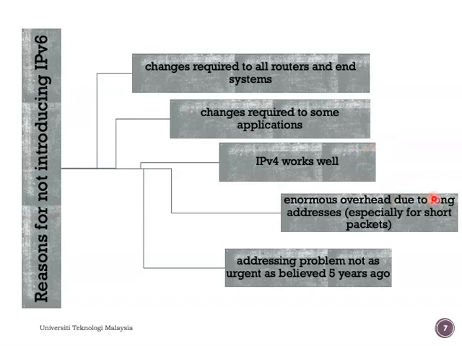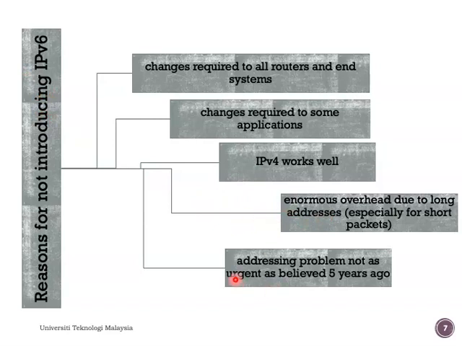Also, IPv6 has very long addresses, so it will introduce enormous overhead, especially for short packets. Can you imagine a short packet that needs to be sent, but it has somehow longer addresses compared to the content of the packet itself when using IPv6? So this is one of the reasons why people are not keen on using IPv6.